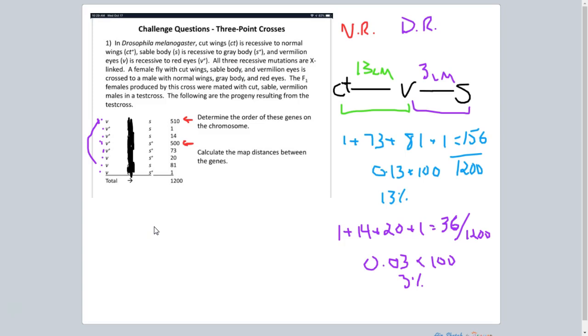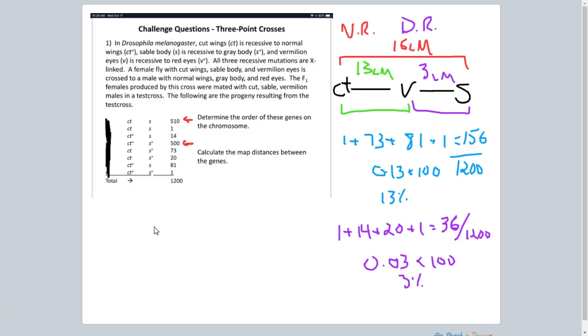Now, of course, we can go ahead and calculate the distance in map units in centimorgans between CT and S by just adding the two that we've already computed and get 16 centimorgans. But we have a way that we can check to make sure that that prediction is true. We can verify that we're doing this correctly. So this time we're going to ignore the middle gene because we're trying to compute the genetic distance between CT and S independently. And we're going to play the matching game.